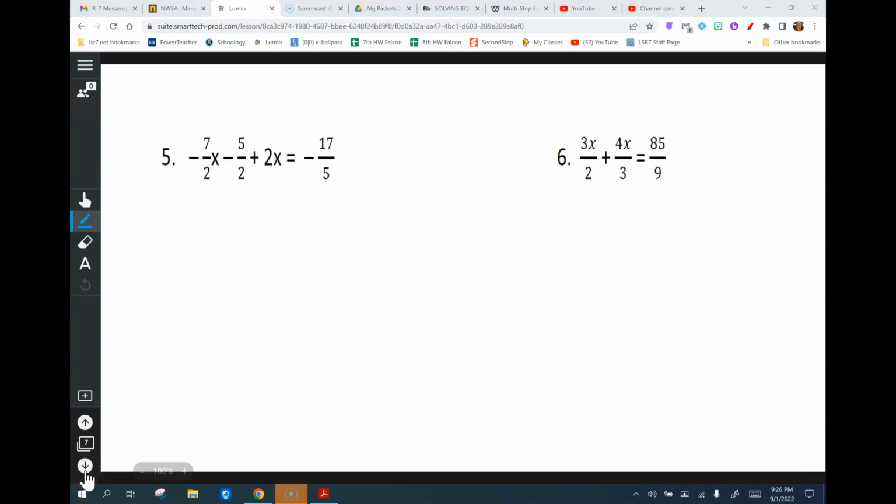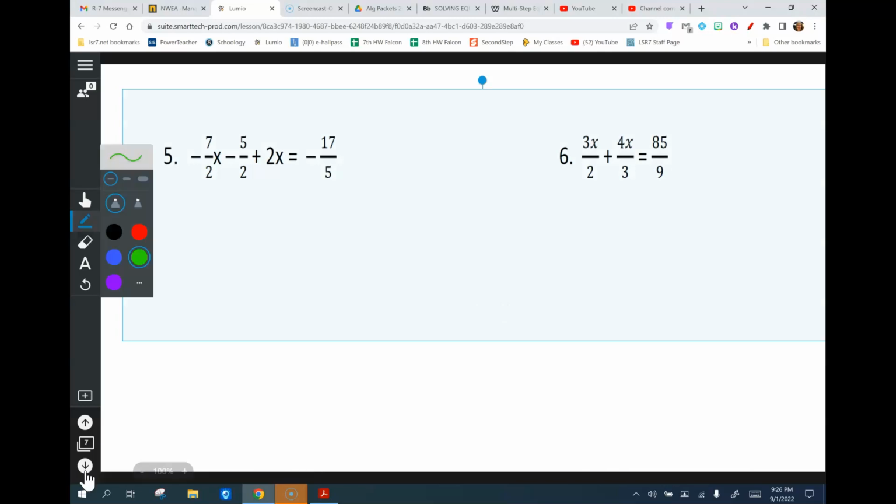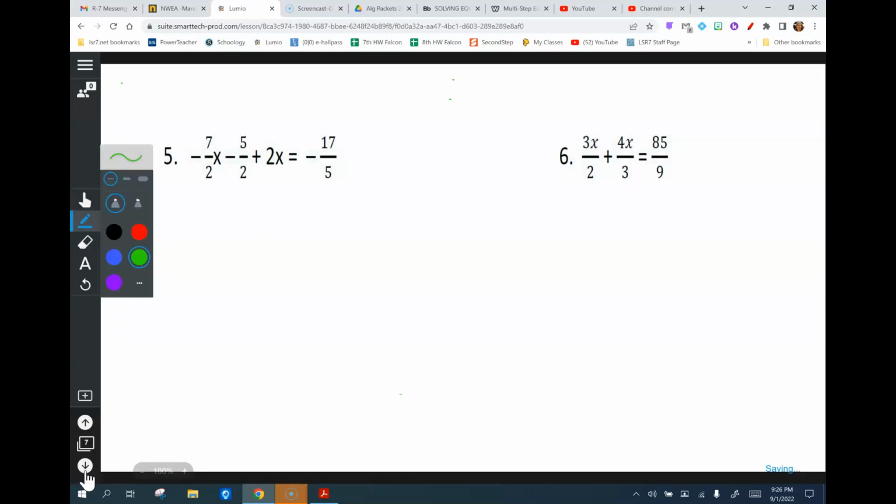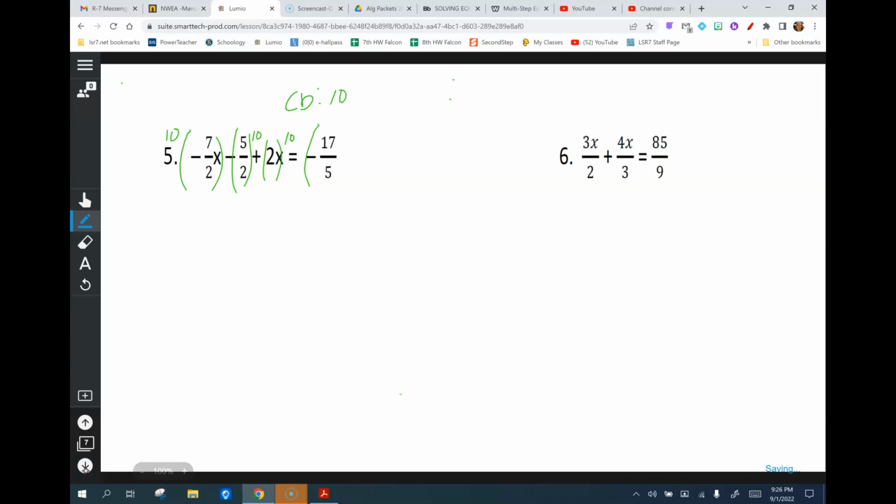Okay, these are the last 2 we're going to look at. So we're going to start off the same way. What's the common denominator? Well, I have 2 and I have 5, so my common denominator, multiplying 2 times 5, is 10. So every single term multiplied by 10. Every single term. Okay, so here we go. I can cancel out a 2, I have a 5. 5 times 7 would be negative 35x.